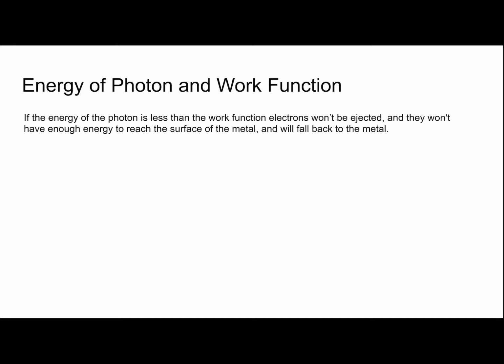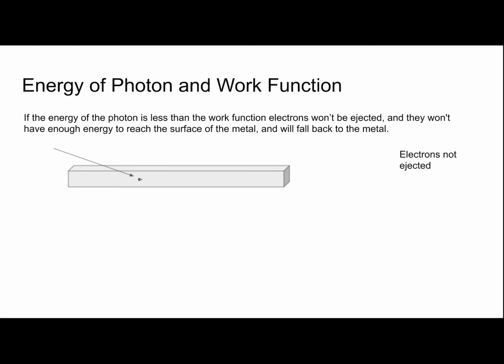Case number 2 is if the energy of the photon is less than the work function. Electrons won't be ejected, and they won't have enough energy to reach the surface of the metal, and they will fall back onto the metal and not be ejected. So in this case, we have the light incident with a photon of specific energy. As seen, the electron does not have enough energy to reach the surface of the metal, nor does it have any energy to be ejected away from the metal.